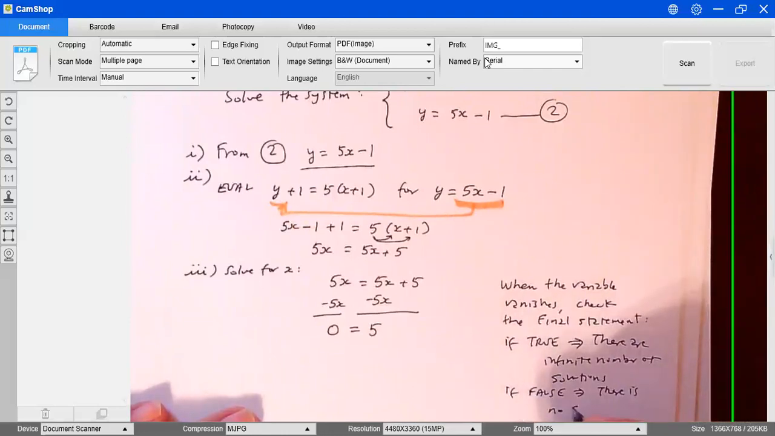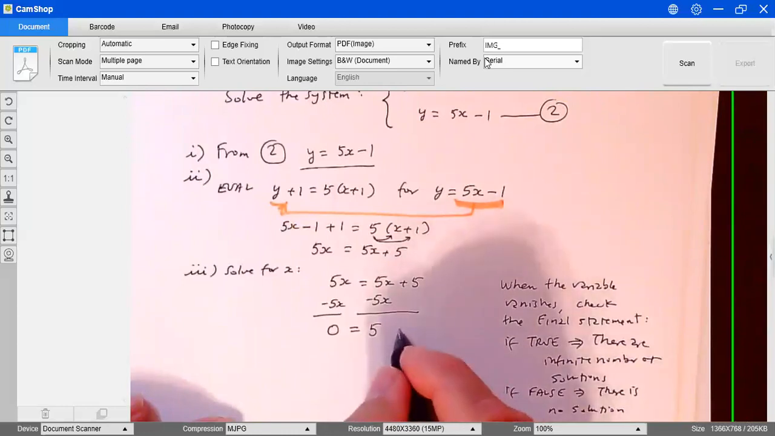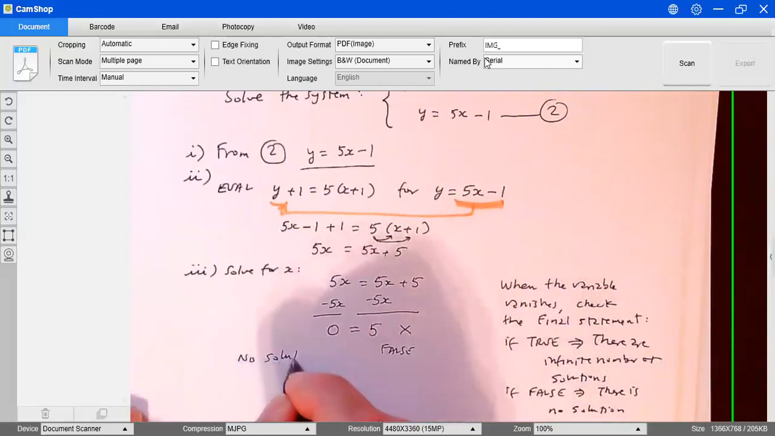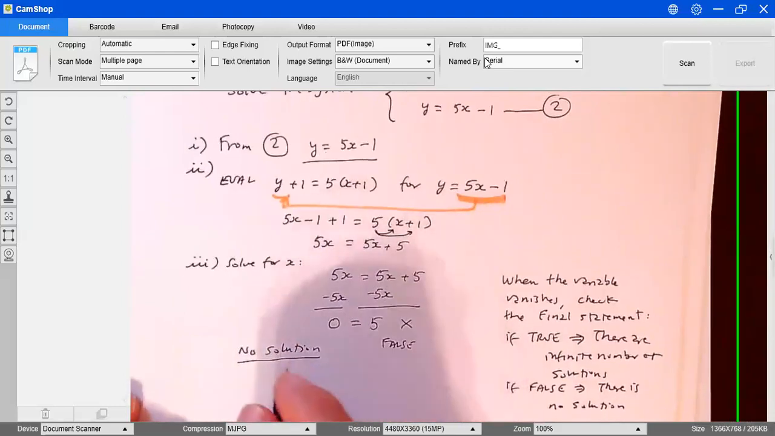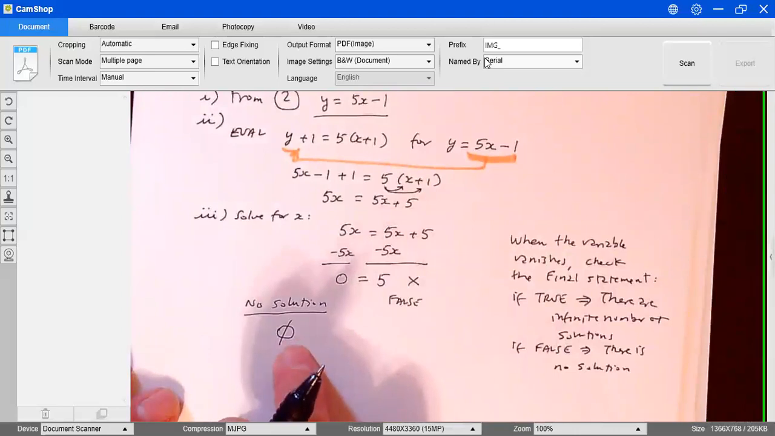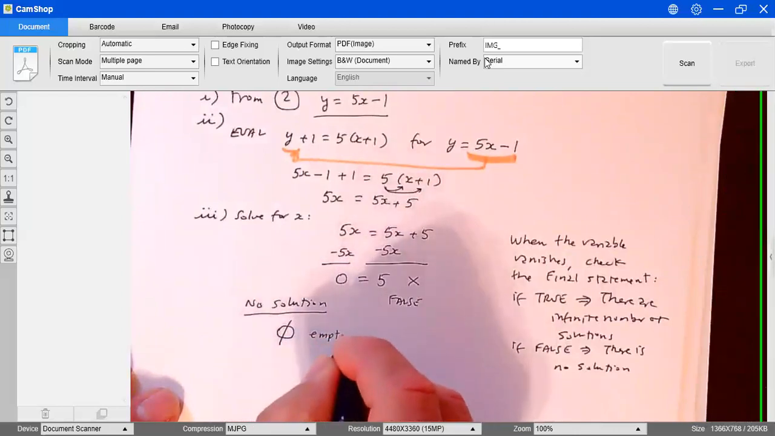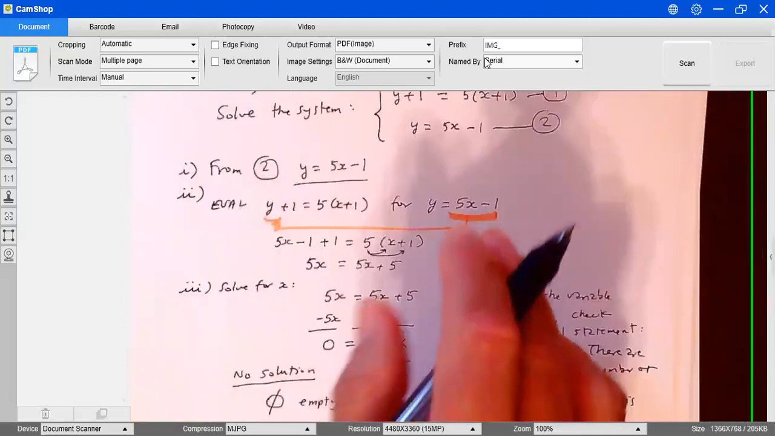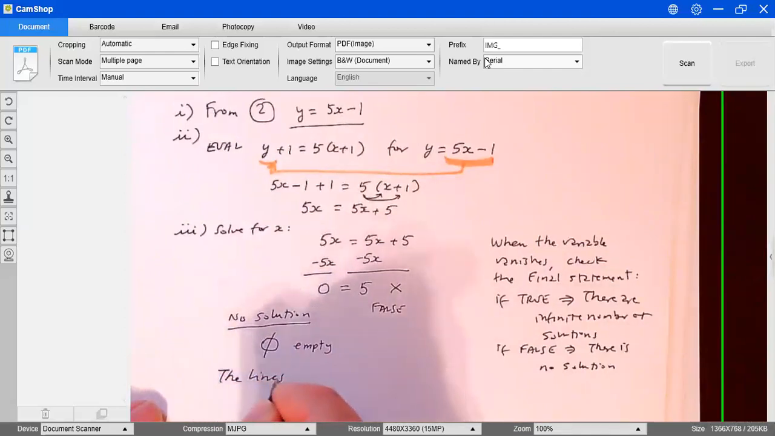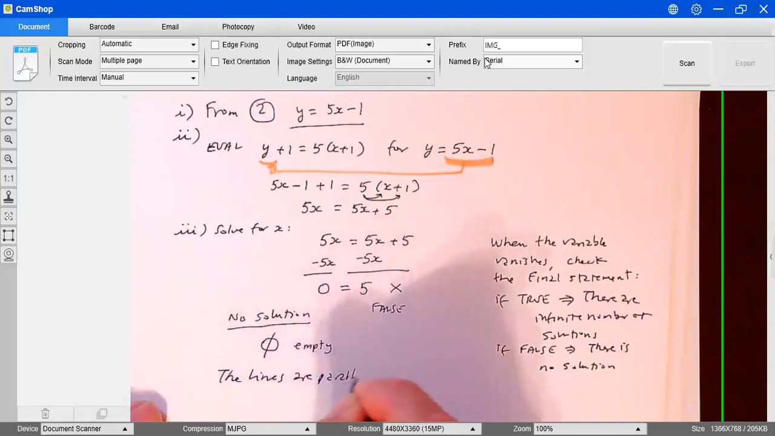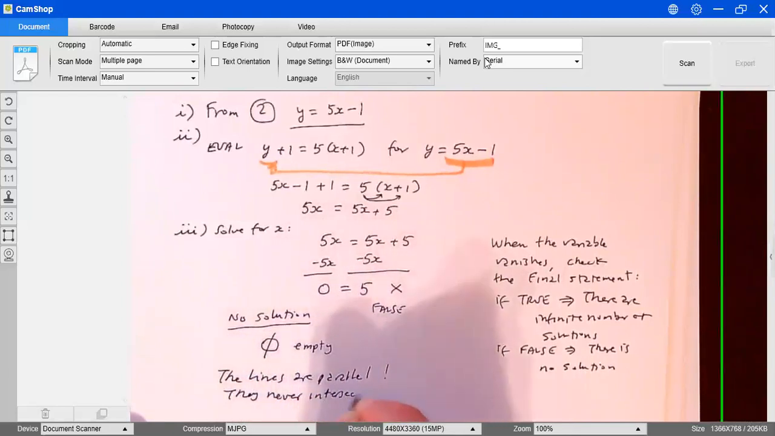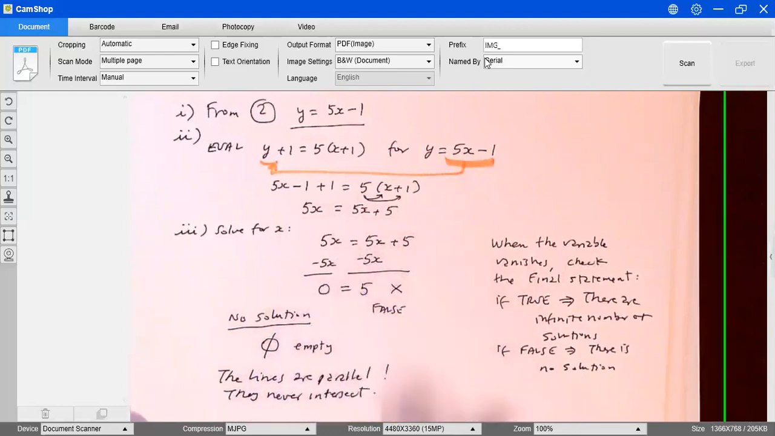If false, there is no solution for the system. In this case, this is false, so there is no solution for the system. In set notation, we use the empty set. This indicates that there are no points of intersection between these two lines. Graphically, that means that the lines are parallel, so they never intersect. That's when you get something like this, where the variable vanishes.